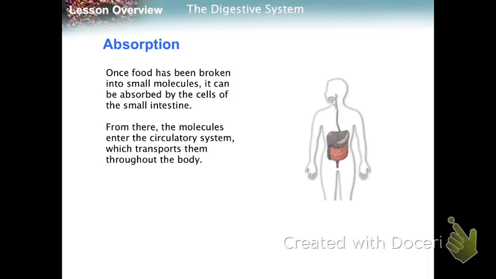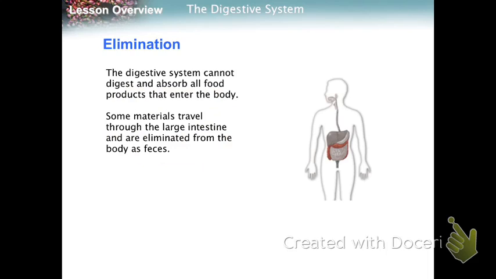Then there's absorption. So once the food has been broken down, it can be absorbed by the cells of the small intestine. And then those molecules enter the circulatory system, which transports them throughout the body. They can go be used for whatever purpose they need. And then finally, elimination. So the digestive system can't digest and absorb all food products that come in. Some materials travel through the large intestine and are eliminated as feces.